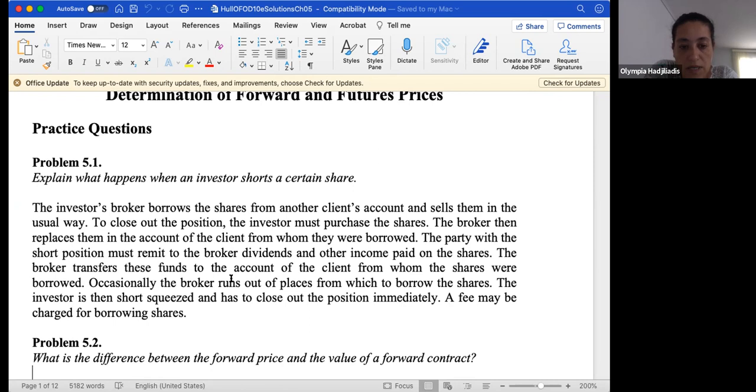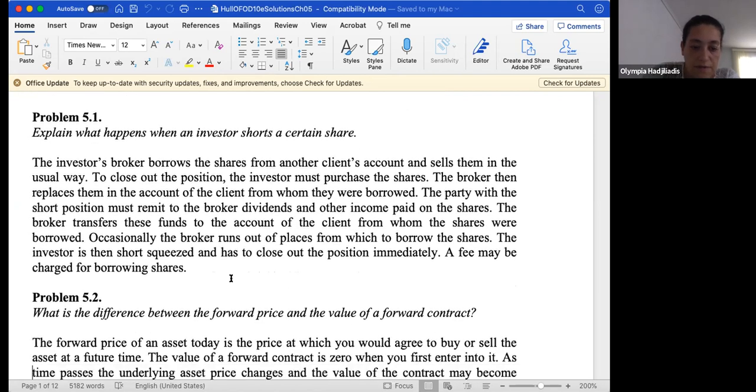Occasionally, the broker runs out of places from which to borrow the shares. The investor is then short squeezed and has to close out the position immediately. A fee may be charged for borrowing shares.